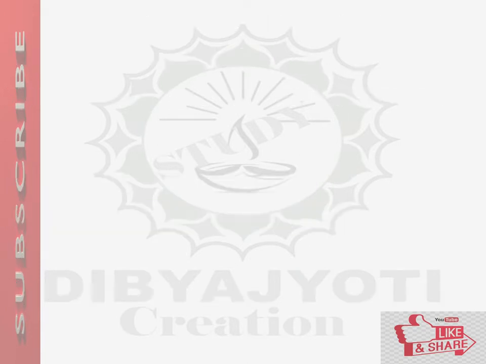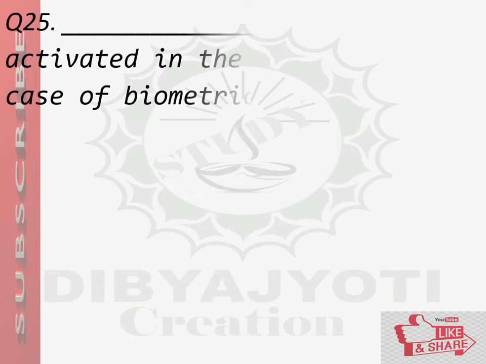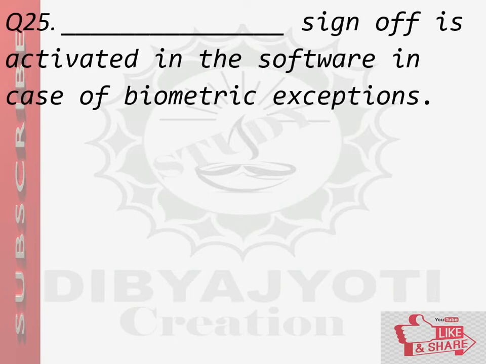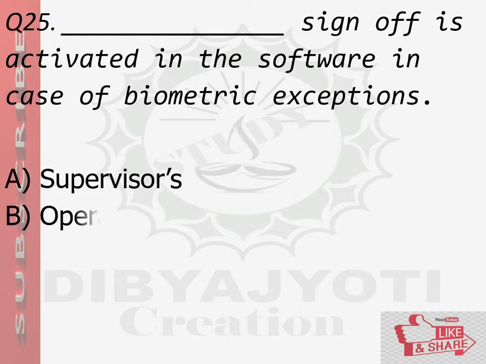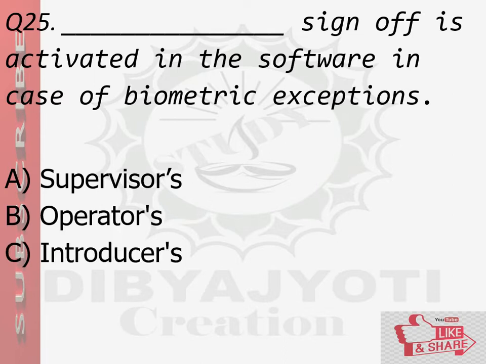Then next, dash sign off is activated in the software in case of biometric exceptions. Options are option A supervisors, option B operators, option C introducers, option D registrars, and answer is supervisors.